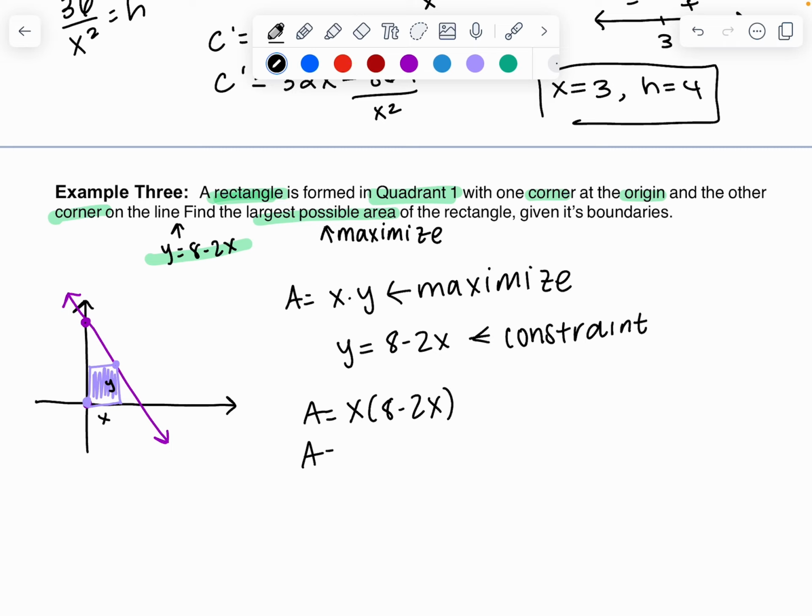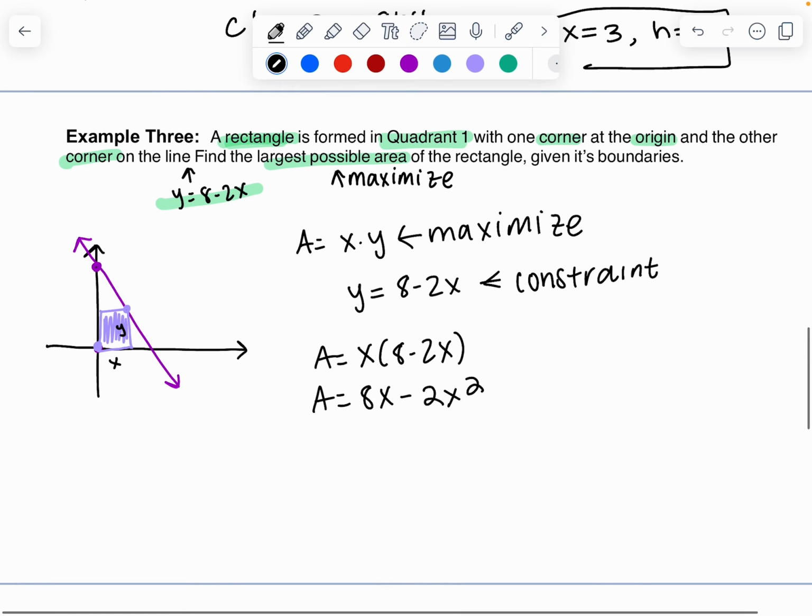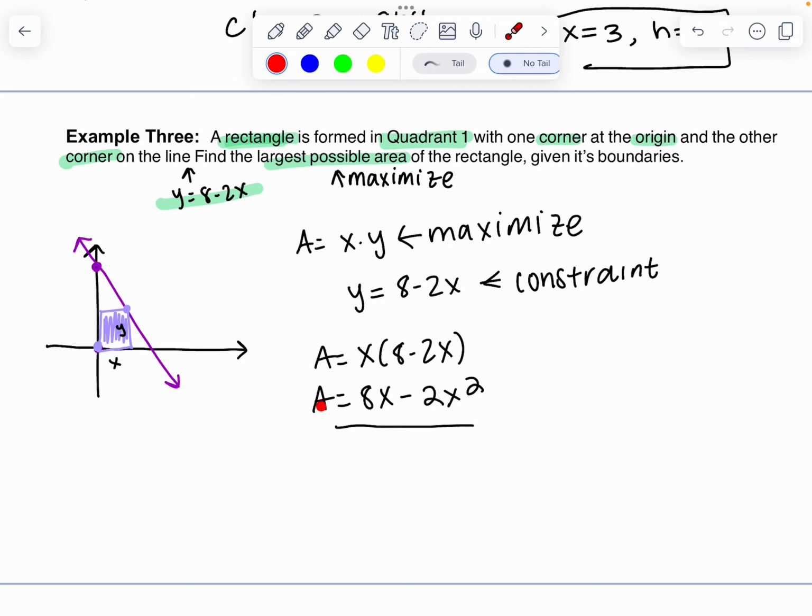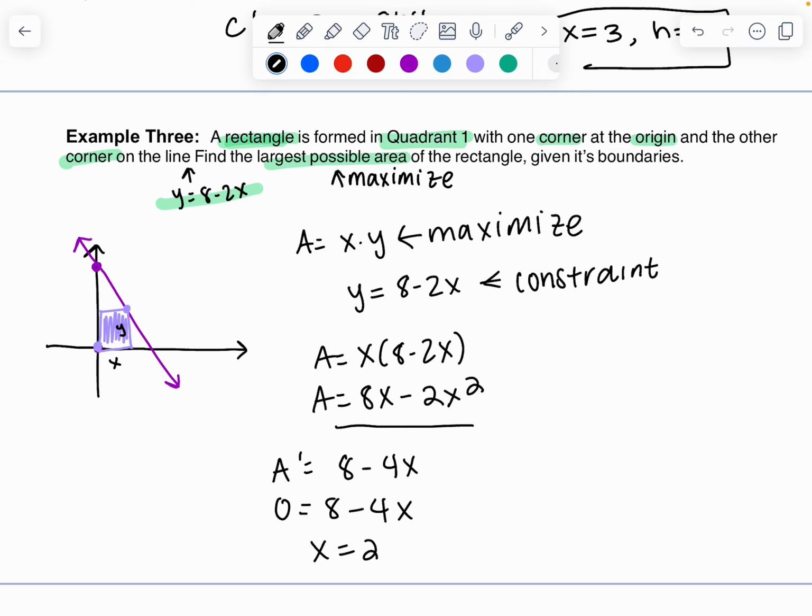I'm going to distribute real quick to make it easier for us to find the derivative. And this is my equation right here, maximized because of the A, and then the constraint was put in as well. So now I want to figure out the total max area, so I'm going to take the derivative. I'll get 8 minus 4x, set that equal to 0. This comes out to be x equals 2. I'm going to test it out real quick and make sure that is actually a maximum. So I plug in, say, a positive 3. That will go negative. If I plug in a 1, that will go positive. So that is a max value.